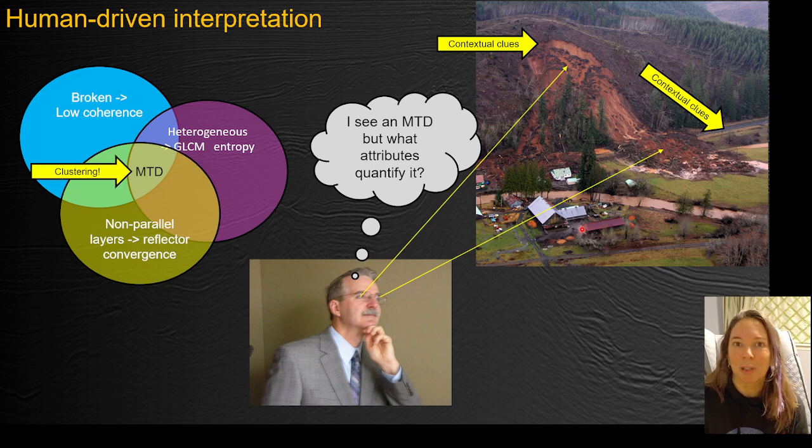This is also what's happening in clustering when we start talking about machine learning in a few more lectures. Unsupervised clustering methods are able to take these observations and, where they overlap, say: we're seeing low coherence, a higher GLCM entropy, a non-parallel layer, and all of that creates a cluster, which we as the human would go in and call a mass transport deposit.